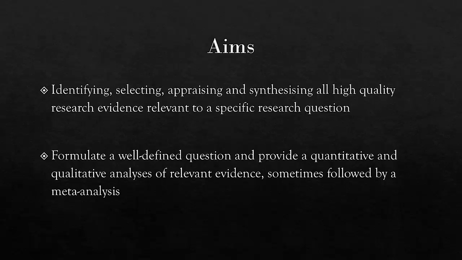The aims are very specific and well defined actually. It is about identifying, selecting, appraising and synthesizing high quality research evidence. All this research needs to be specific to a certain research question. Therefore we need to formulate a well-defined and specific research question. The review article formulates a well-defined question and it provides a quantitative and qualitative analysis on the relevant evidence. Sometimes this is followed by a meta-analysis. It depends on the type of systematic review that you want to write.